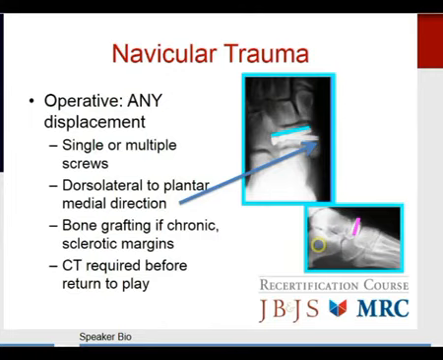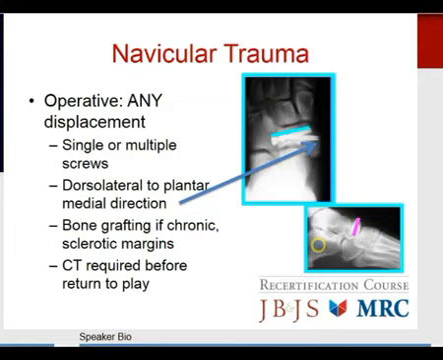So instead in navicular trauma, though they go lateral to medial, they still go more dorsolateral to plantar medial just to gain compression across that site. And that's always a question people ask me about, and that's why. If we have a chronic navicular fracture, we then open it up and bone graft the margins and give it a chance to heal sufficiently.